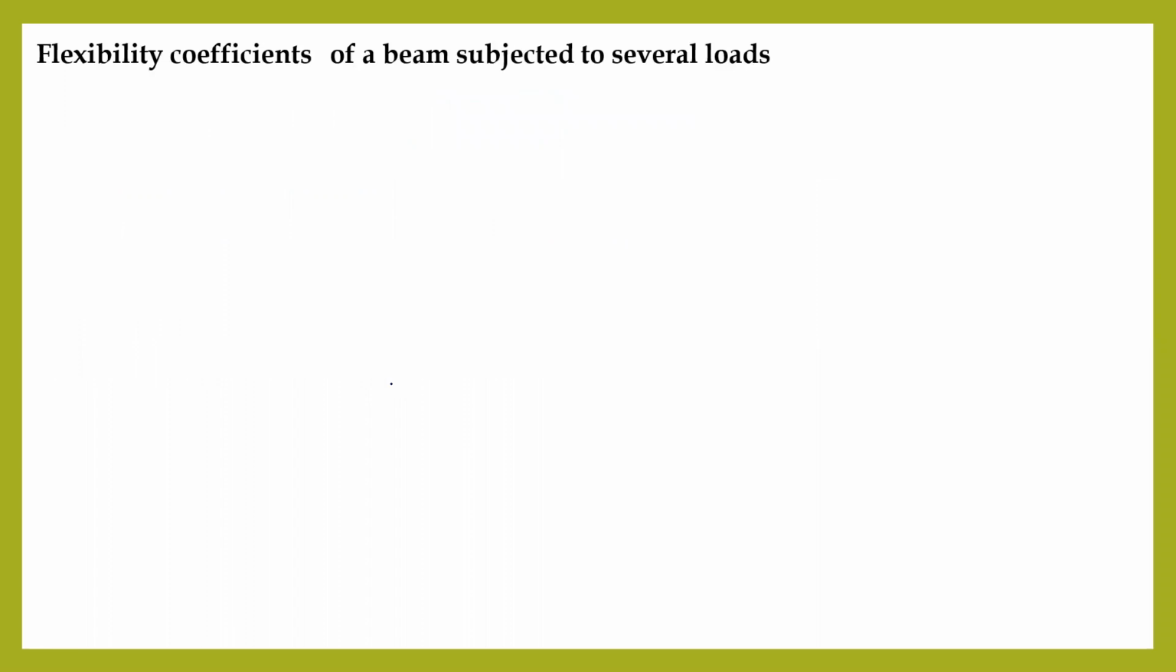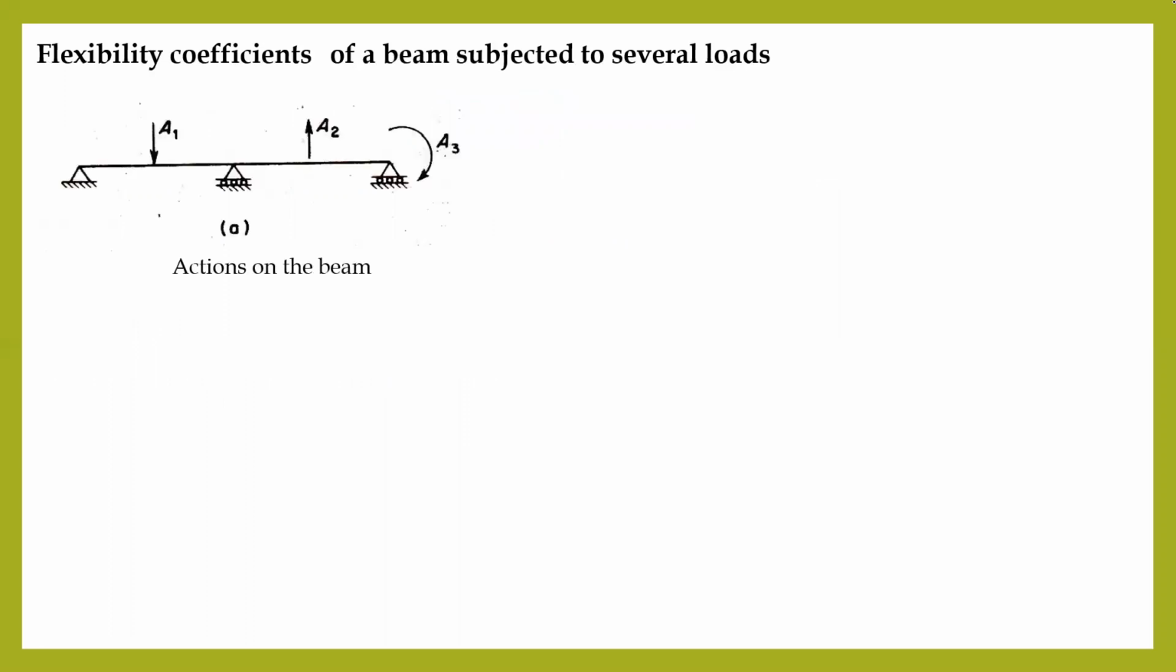Let us see how do we need to calculate the flexibility coefficients of a beam subjected to several loads. So here, whatever the load that is acting on the beam are called actions. So the actions are represented as either forces P or moments M. So this is a moment acting here and these are the forces acting here. So in a given problem, here the unknowns are forces. We will need to calculate the deformations, but the unknowns are forces.